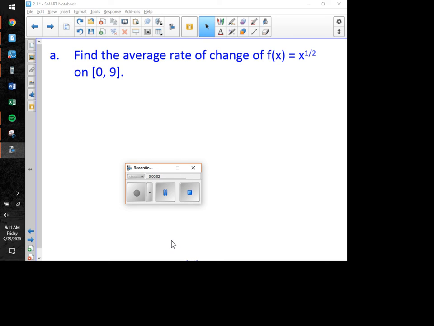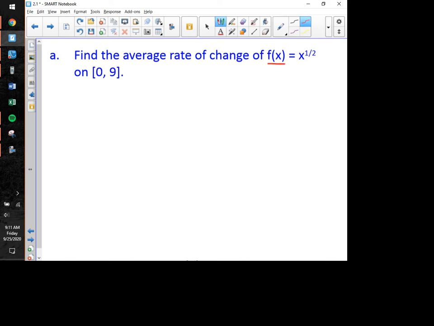Okay, so now that we've discussed what an average rate of change means, and also the formula for finding it, you're going to get some pretty straightforward questions that look like this on your homework. To find the average rate of change of a function given here, f of x equals x to the 1/2 power, on a particular interval from 0 to 9. So let's not overthink this one.